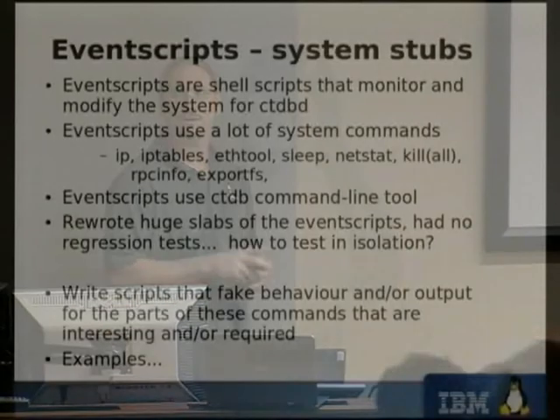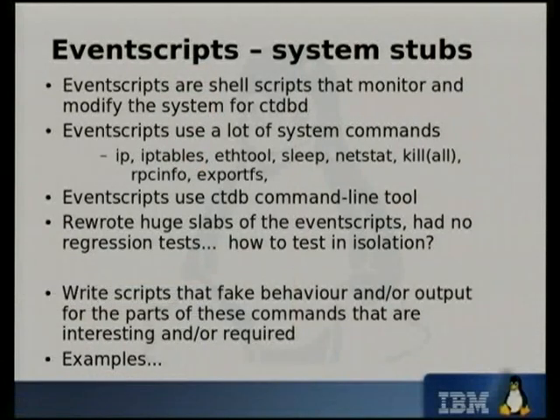So we've got all these event scripts. They're pretty complex bits of shell code. I rewrote hundreds of lines of this stuff. We had no tests. What to do? Well, make some changes to the event scripts and write some tests. So for all of these system commands, you write stubs. You don't write a complete re-implementation, do you? No. You only implement the parts that are interesting for your tests.